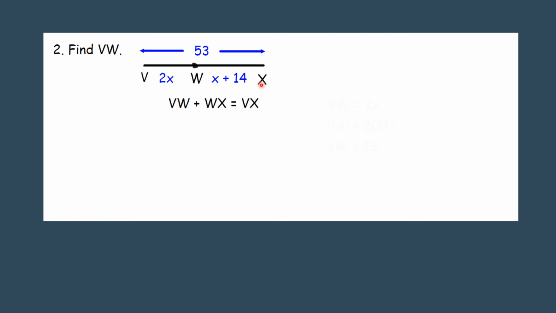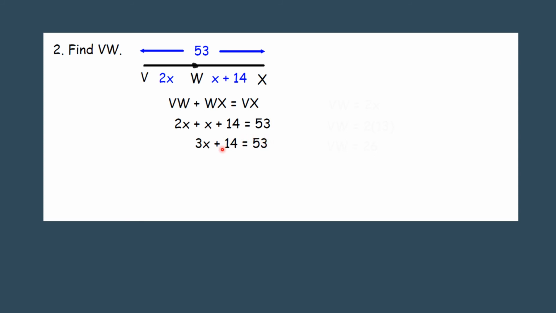Now we're going to substitute. So the length of VW is 2X. The length of WX is X plus 14. And the length of VX is 53. Then algebra tells me I can't have two terms with X, so I need to combine like terms. So I get 3X plus 14 equals 53.